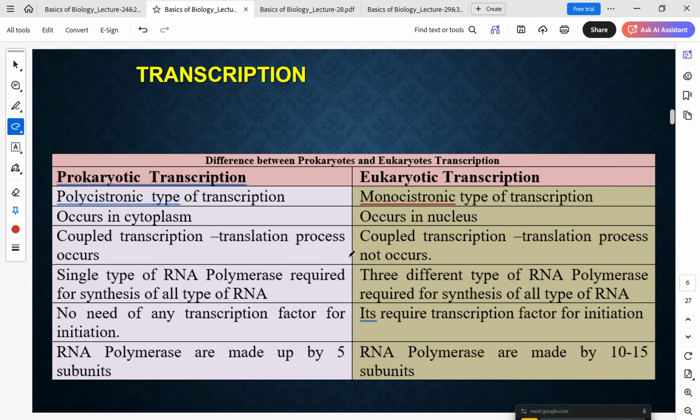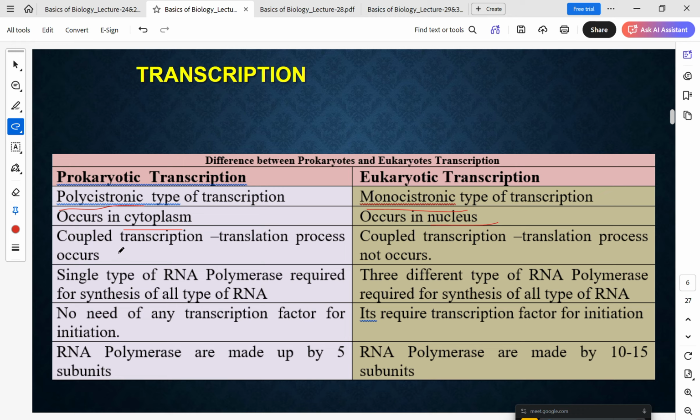Okay, so what are the differences between prokaryotic and eukaryotic transcription? As we discussed, prokaryotic transcription is polycistronic, whereas eukaryotic is monocistronic. Prokaryotic transcription happens within the cytoplasm because there is no particular nucleus-like structure within prokaryotes, whereas in eukaryotes it happens in the nucleus. There is also some transcription that will be happening in mitochondria and such, but those have their own machinery to do all of that.